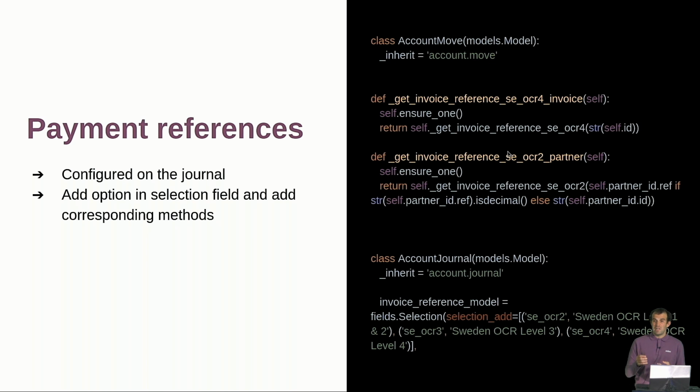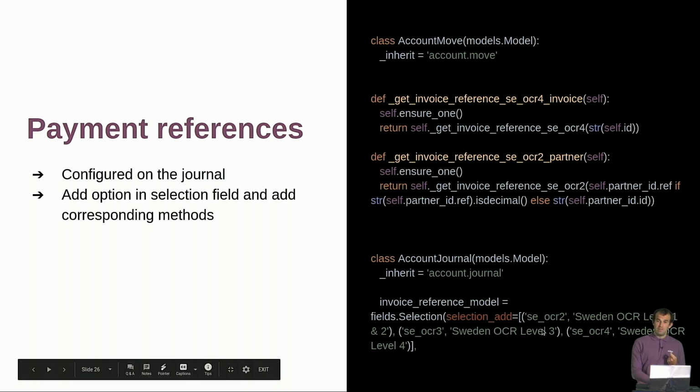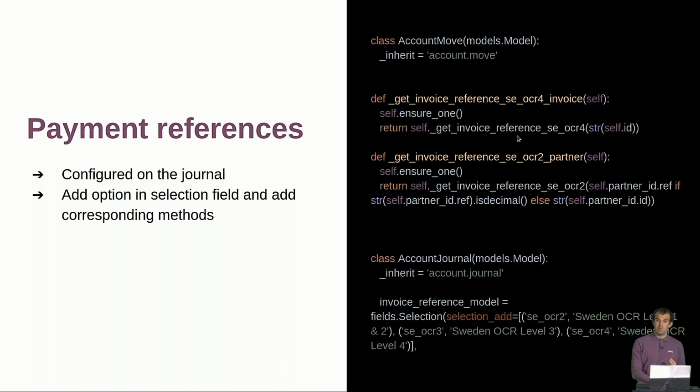In Sweden this happens with special codes. In Finland we have them as well. In Norway you have the KID. In Belgium you have the structured communication. And this allows you to automatically put one, either based on the partners or based on the specific invoice. What you need to do is to add an option in the selection on the journal, and you need to implement the corresponding methods.